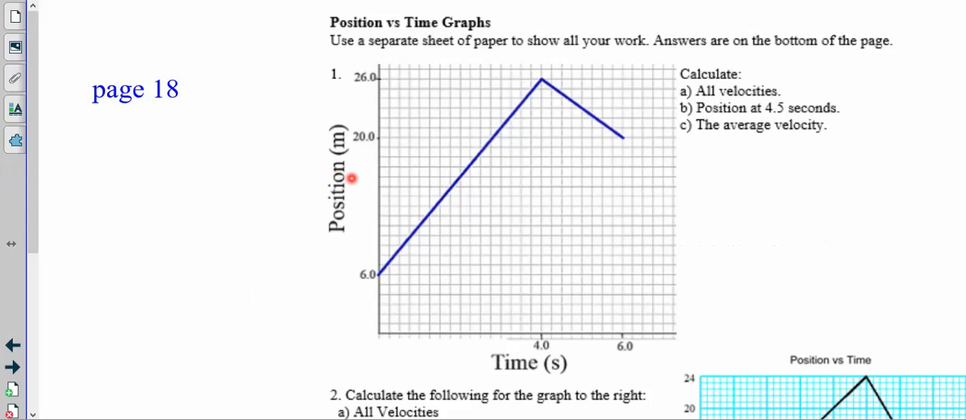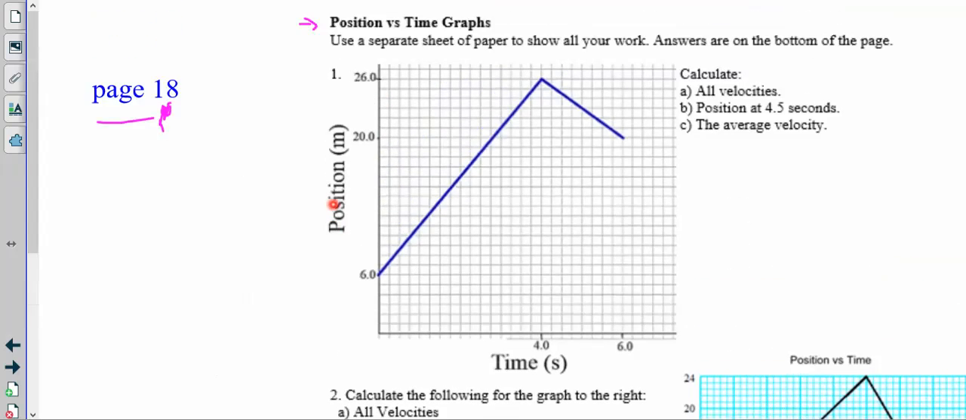So I hope that was enough to get you moving. On page 18, or at least it's page 18 now, it might change depending on what I add or take away from the note package that you have. Probably won't make a new video if I do change it. So at the very least, you should find somewhere around page 18 a page that has position versus time graphs.